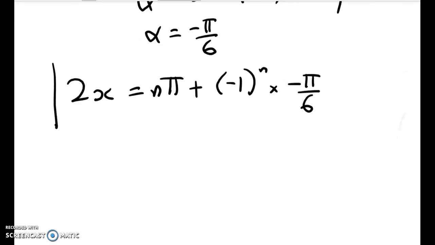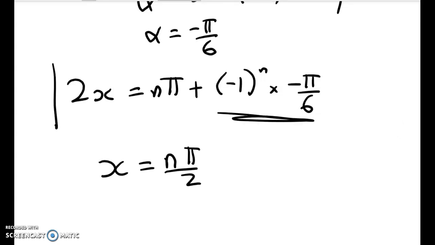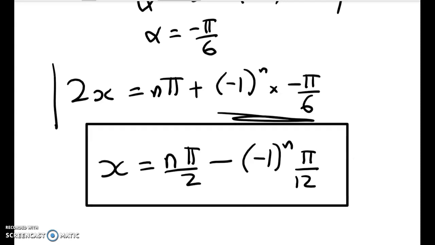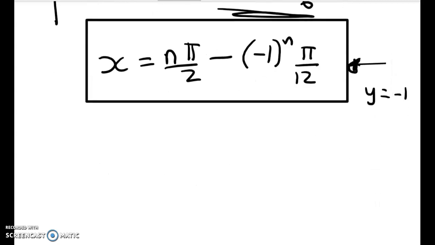And we're not quite finished yet, we need to get that to x. So x is equal to n pi on 2. You can leave it like this, or you can write it as minus negative 1 to the n times pi on 12. Right? So that's your general solution, and you're going to write a sentence saying that these values will give us the places where the line meets y equals negative 1. And then you're going to pick out some values, and you're looking for 4.